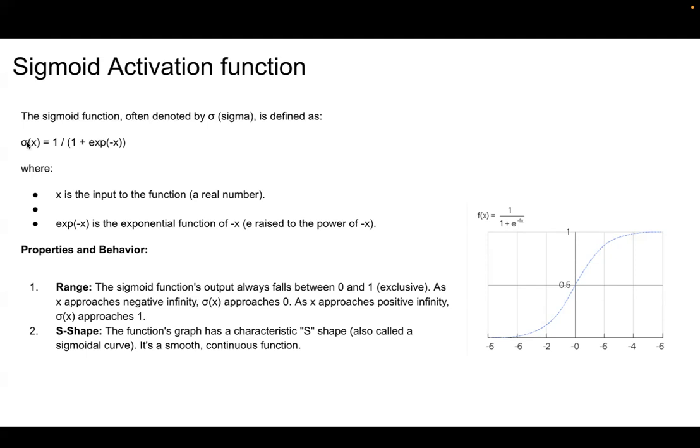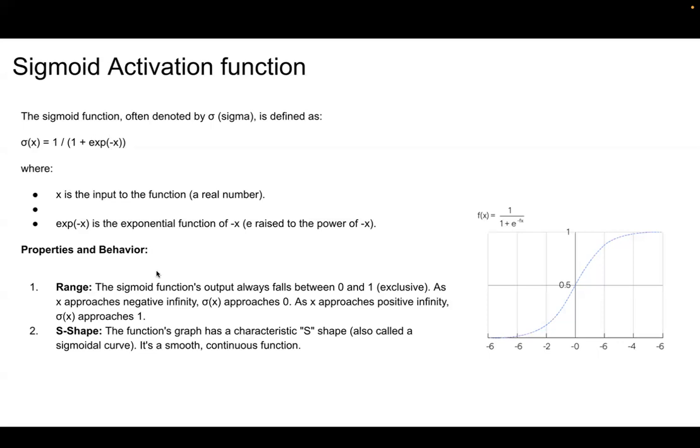The formula is sigma of x is equal to 1 by 1 plus exponential function of minus x, that is, e raised to the power of minus x. Like how the ReLU activation function had a simple formula, just max of 0 or x, here it is 1 by 1 plus e raised to the power of minus x, where x is the input.